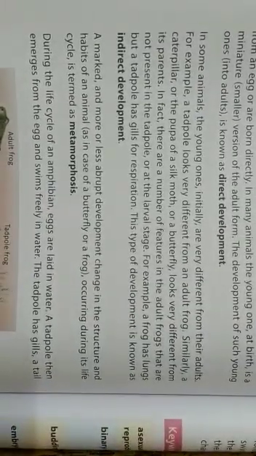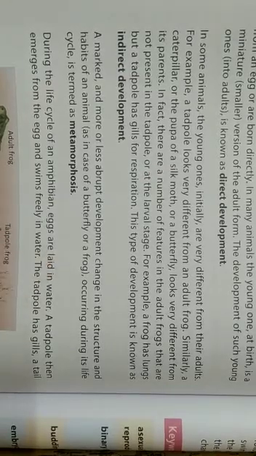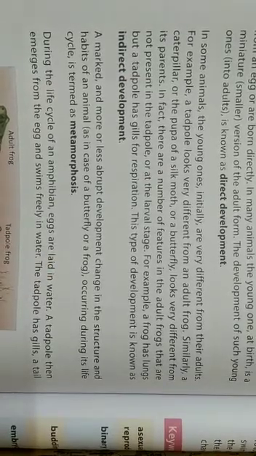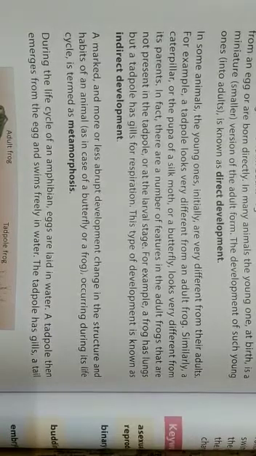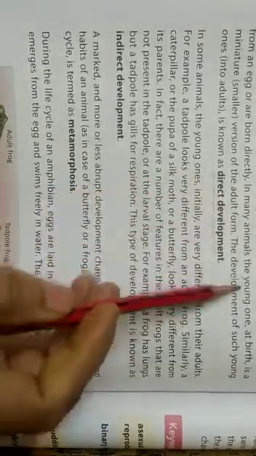All young ones grow to form adults regardless of whether they have hatched from an egg or are born directly. In many animals, the young one at birth is a miniature version of the adult form. The development of such young ones is known as direct development.